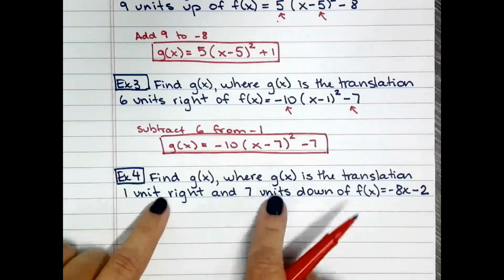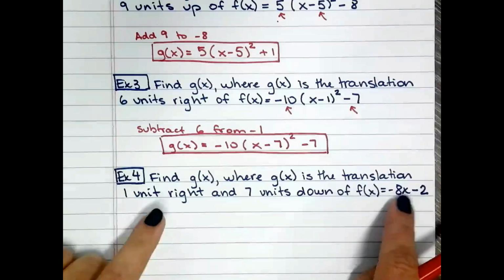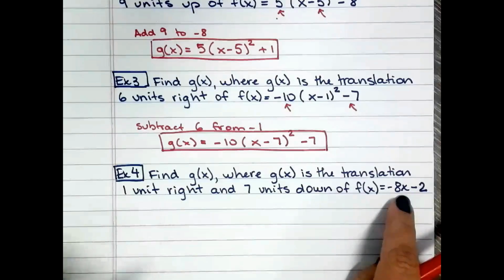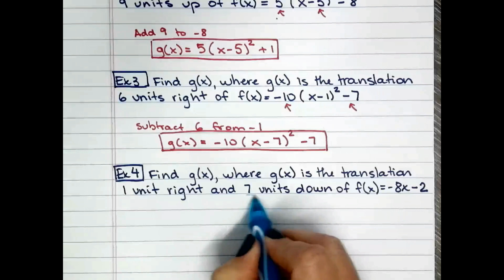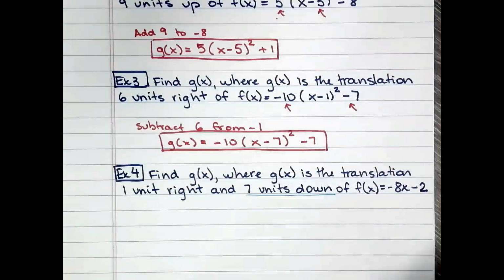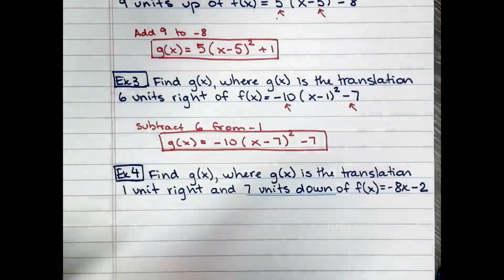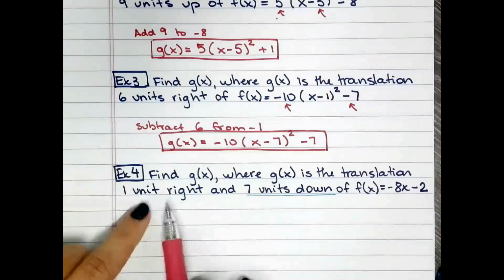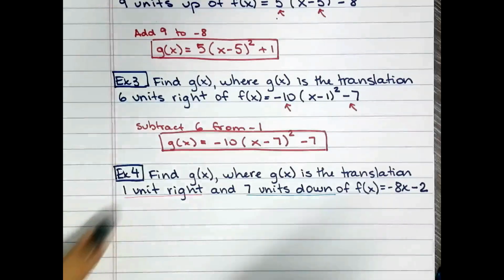So now we're having 2 translations from 1. Okay, watch out for this one because it's linear. It's a little icky, but I'm going to color code this. So we have 7 units down. When we're talking up and down, we're talking the vertical. And when we're talking 1 unit right, pink, we're talking side to side. Okay, so hang in there with me.